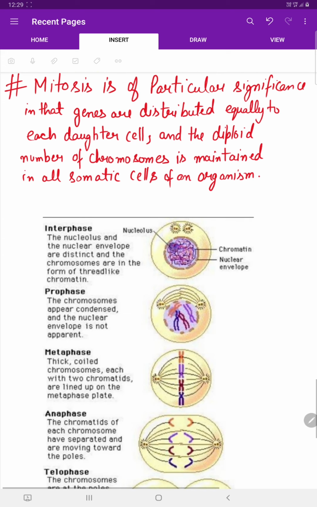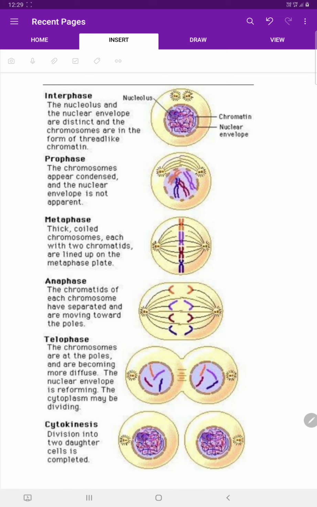So here is a summary of mitosis. You can see in the interphase the nucleolus and nuclear envelope are distinct and the chromosomes are in the form of thread-like chromatin. Whereas in prophase the chromosomes appear condensed and the nuclear envelope disappears. In metaphase, thick coiled chromosomes are formed into 2 chromatids and are lined up on the metaphase plate or the equatorial plane of the cell.